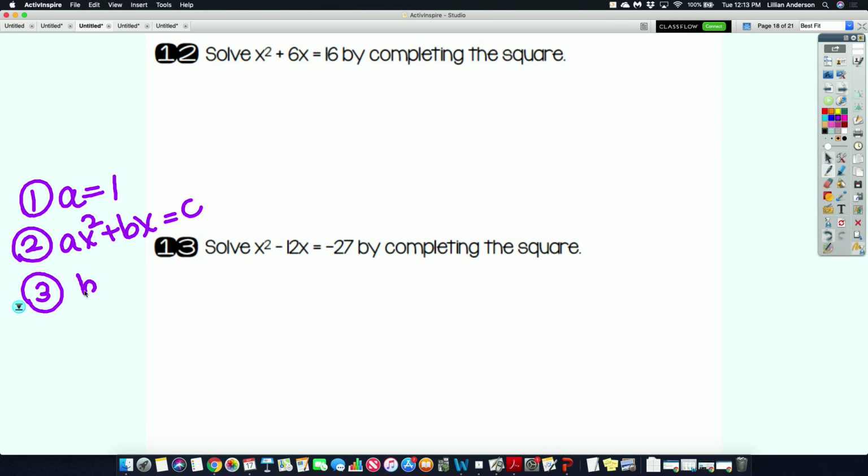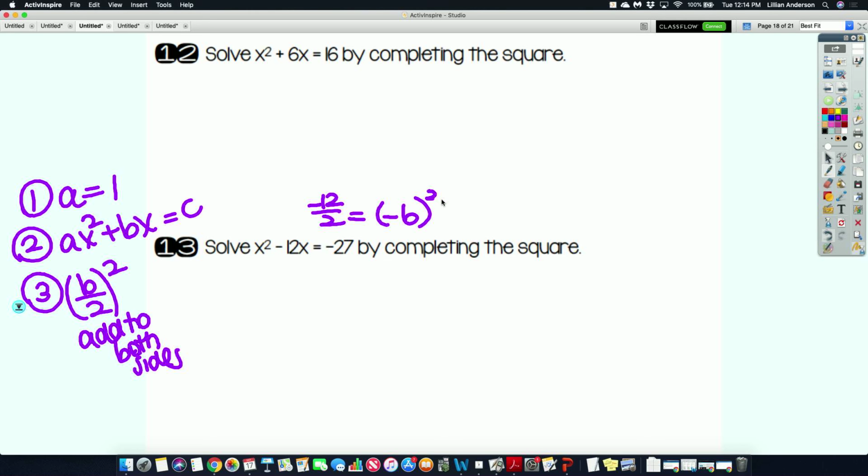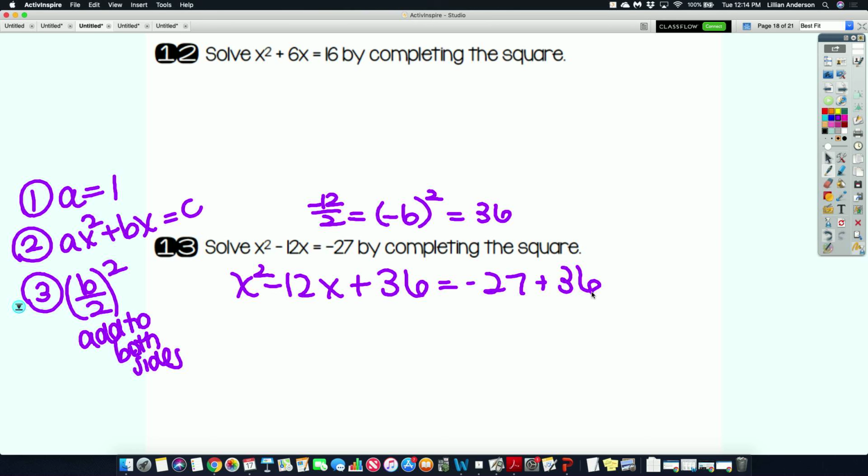Step 3, you want to take half of your B term and then you want to square it, and then add to both sides. What's B in this problem? The negative 12. So when I take negative 12 and I divide it by 2, what do you get? Negative 6. Then you have to square. What's negative 6 squared? So I'm going to add 36 to both sides of this problem. Because it's an equation. Whatever you do to one side, you got to do to the other.